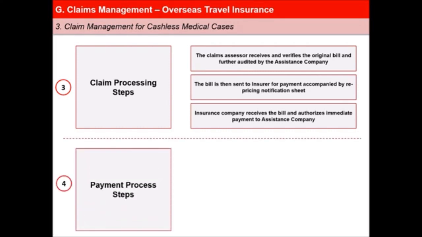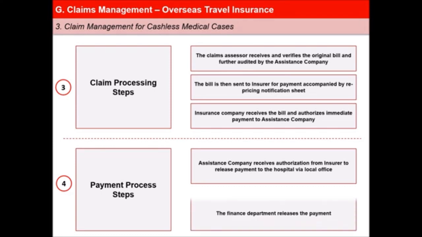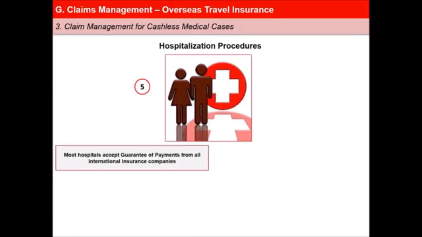Payment process steps. Assistance company receives authorization from insurer to release payment to the hospital via local office. The finance department releases the payment. Most hospitals accept guarantee of payments from all international insurance companies once the insured provides them with a valid health or overseas travel insurance policy.